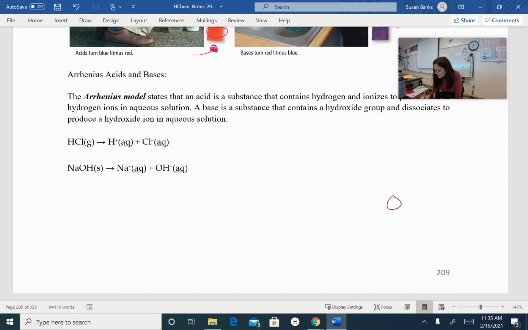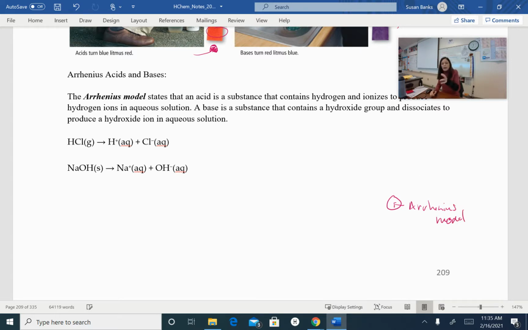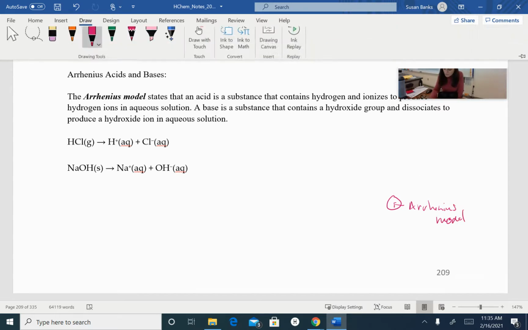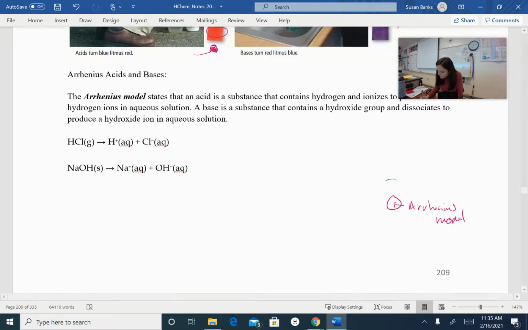So if I did a Venn diagram, our very smallest circle would be our Arrhenius model. And then around that Arrhenius model, these don't overlap. They completely coincide within each other. We would have our Bronsted-Lowry model.